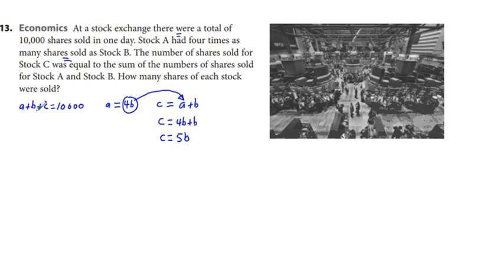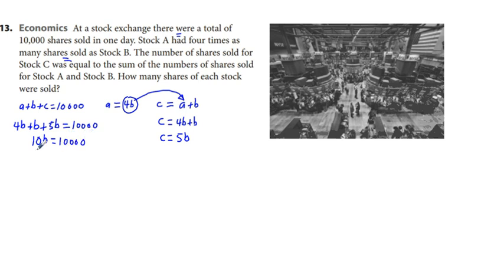So I'm going to take this A plus B plus C and substitute 4B for A. See that? A equals 4B plus B. We haven't solved for B yet. Plus 5B for C. And so these represent these terms here, A, B, and C. And these are all equal to 10,000 shares. And we add all these up, 4 plus 1 plus 5, well, that's going to be 10B is equal to 10,000.